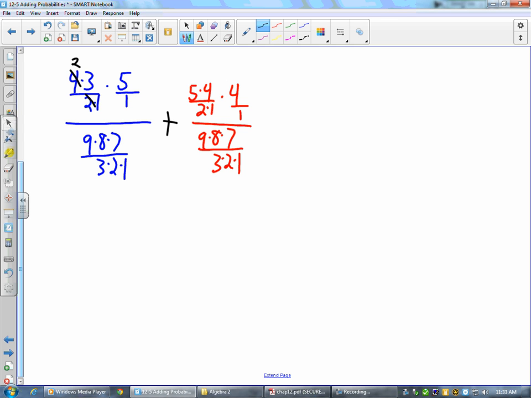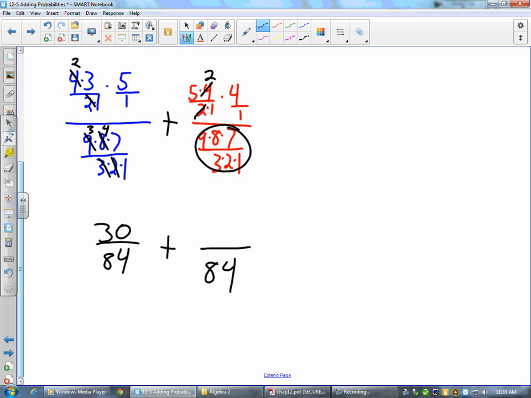2 times 3 is 6, times 5 is 30, over, we can simplify that with a 3. This simplifies, makes a 4. 12 times 7 is 84, plus, we know this is going to be the exact same, so we'll have 84 down here, and then 2 divided by 4 is a 2, 5 times 2 is 10, times 4 is 40. So the probability of these is 70 over 84.